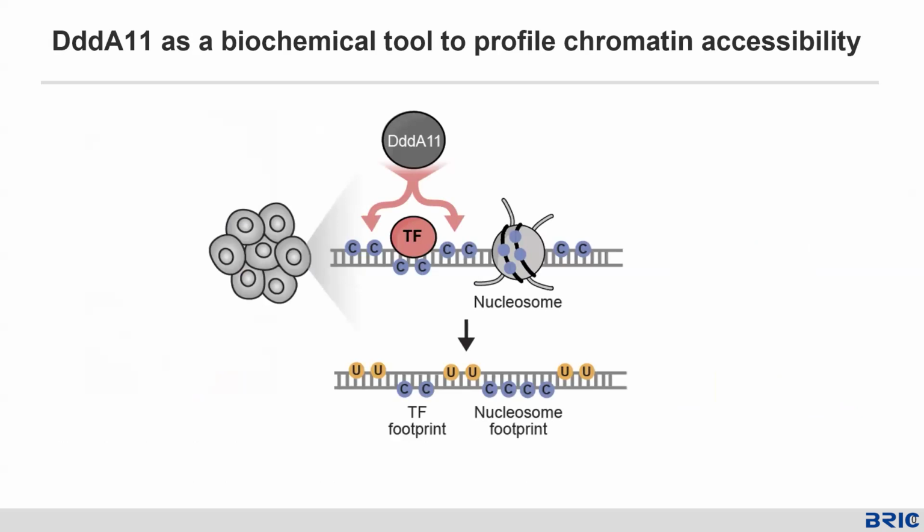So adding DddA11 to permeabilized cells will generate genome-wide mutations, but the mutation rate of C-to-U deamination depends on the degree of DNA accessibility. So DNA regions that are bound by transcription factors or nucleosomes are protected and get less mutated, which leads to mutational footprints.